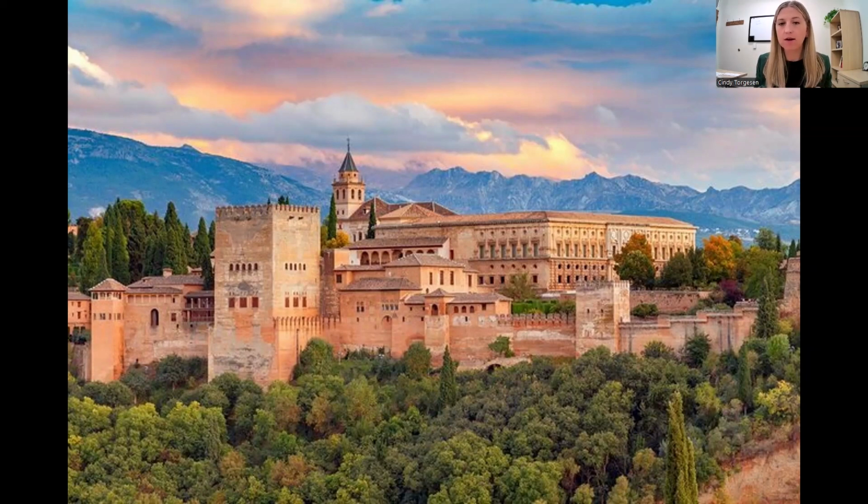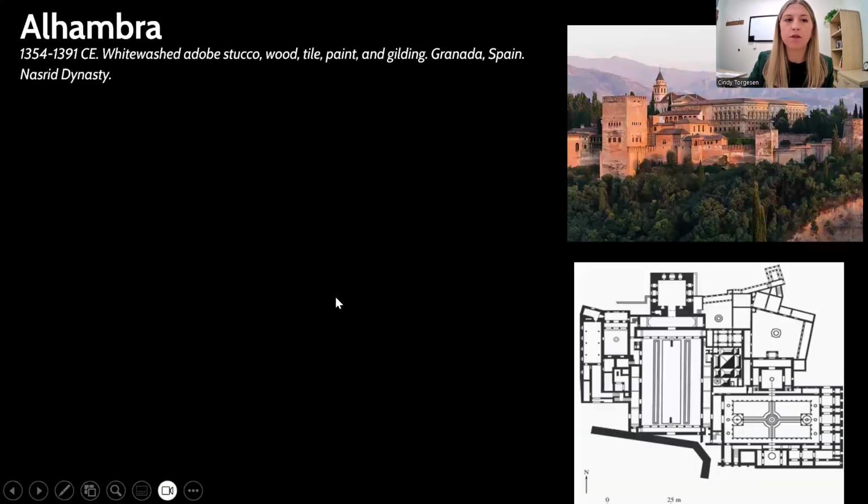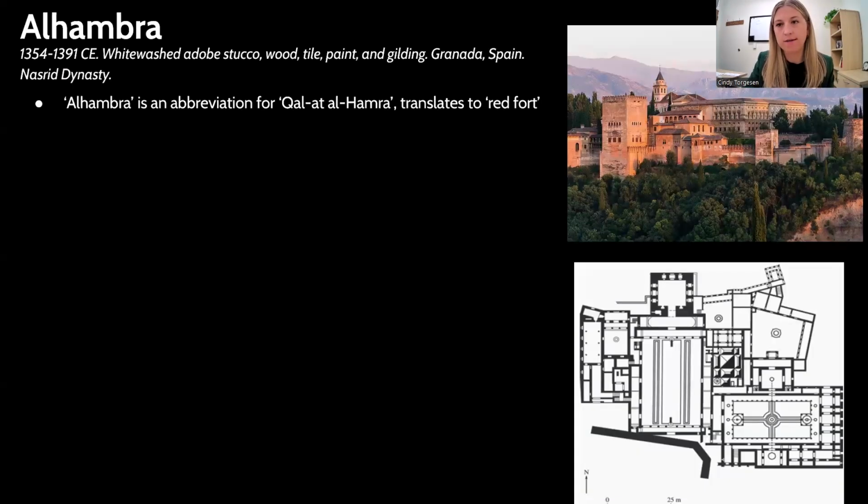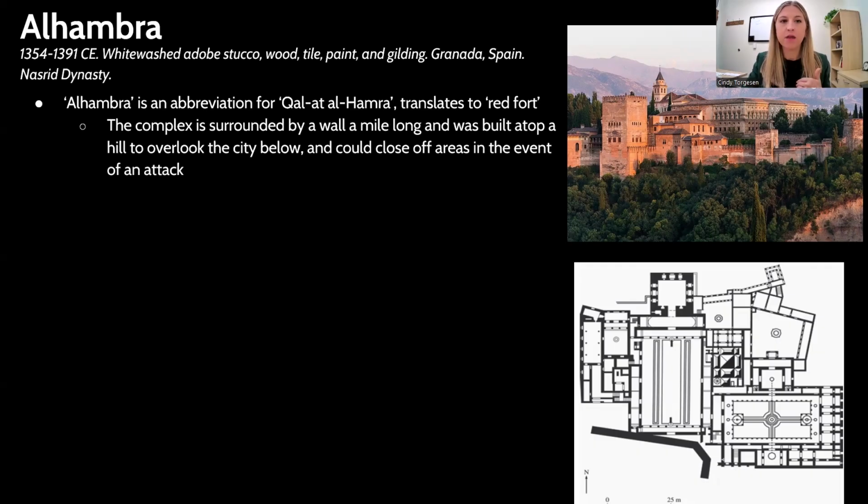So the image that we're seeing here is the structure known as Alhambra. Now, Alhambra comes from the term Qal'at al-Hamra, which translates to red fort. So this structure was originally designed to be a military complex, essentially a fortification to protect the city. The whole complex is surrounded by a wall that's a mile long and it's on top of a hill. So it functions really well from a military perspective and it can be closed off very easily in the event of attack. It puts you above, so if someone is trying to attack you, you can see them from above and you can close things off.